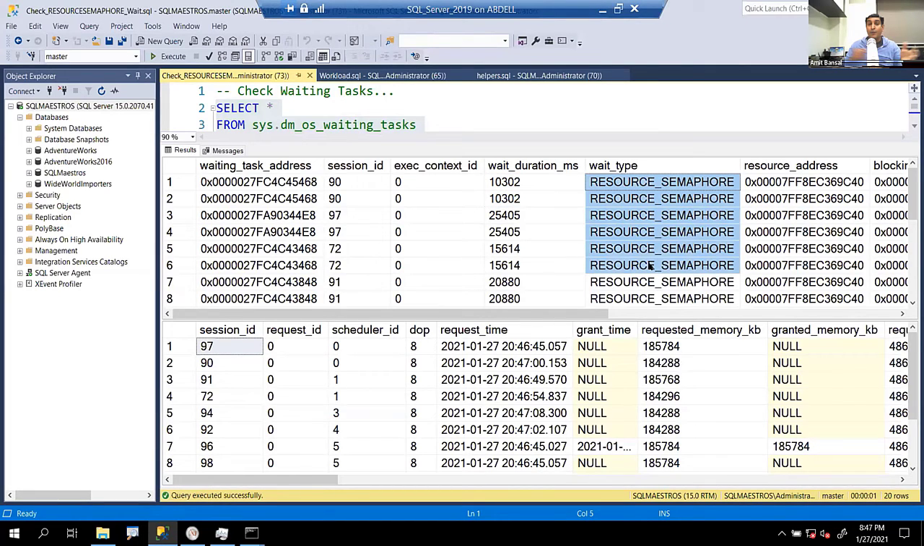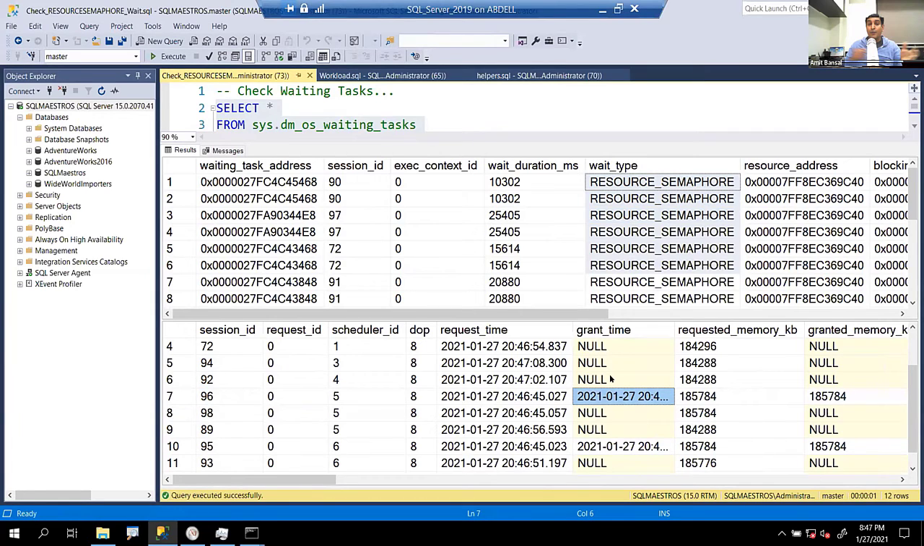So when your query, which has all these expensive iterators that are asking for extra memory, is waiting on a memory grant, it waits on type RESOURCE_SEMAPHORE. And using the memory grant DMV, you can actually find out which sessions have been granted memory or are waiting. If they have been granted memory, they have a grant time, or else the value is null, which means they are waiting.